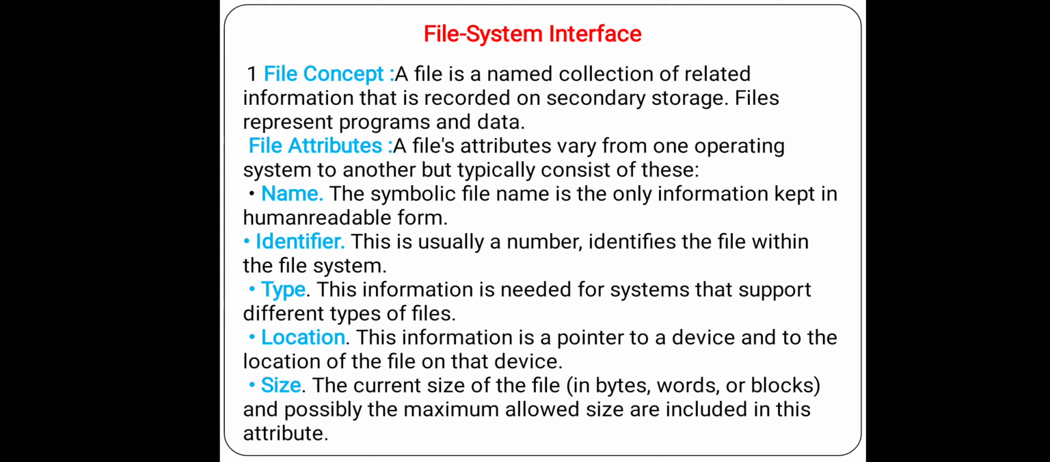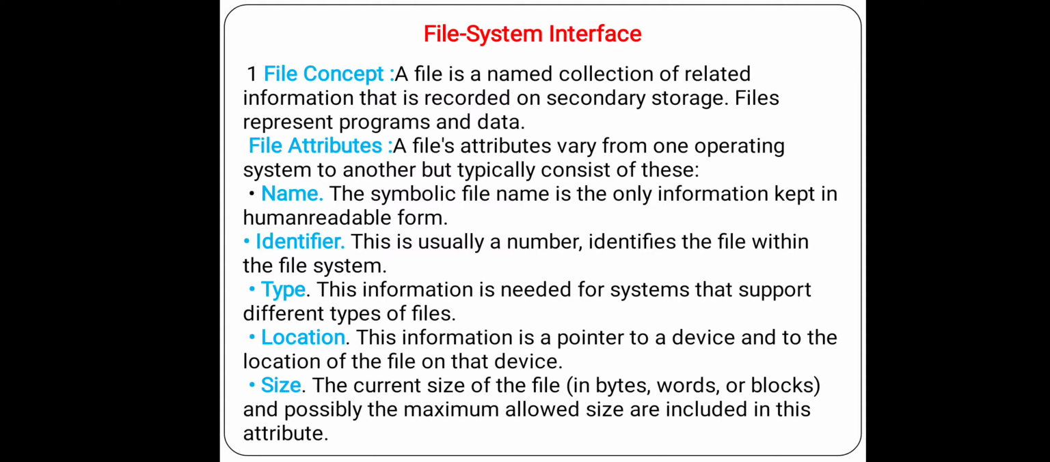A file's attributes vary from one operating system to another operating system, but typically consist of these. Okay, the attributes of the files vary based upon the operating system which we use. So, depending upon the operating system, the file attributes vary, but the most common attributes which are used for every operating system are listed here.